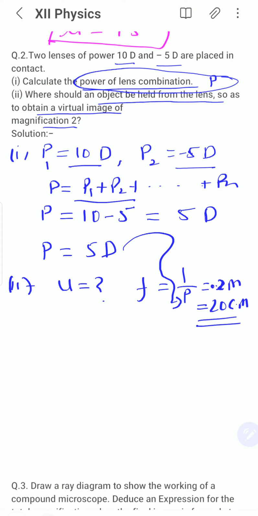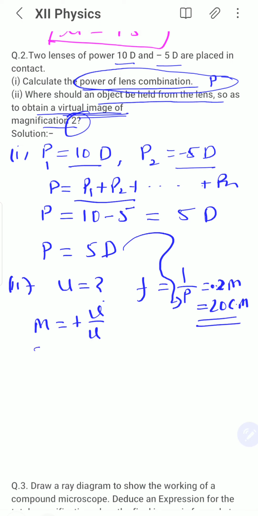Power remains positive, and the magnification will give the relation m is equal to plus v upon u. The magnification given in the question is 2. We will put it here, and the virtual image is formed. That's why it will be the positive one, because the image formed is virtual. See, in the question a virtual image is there, so the value will remain positive here.